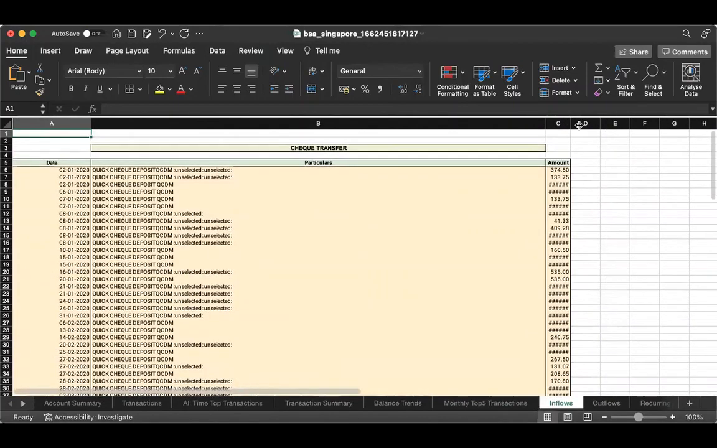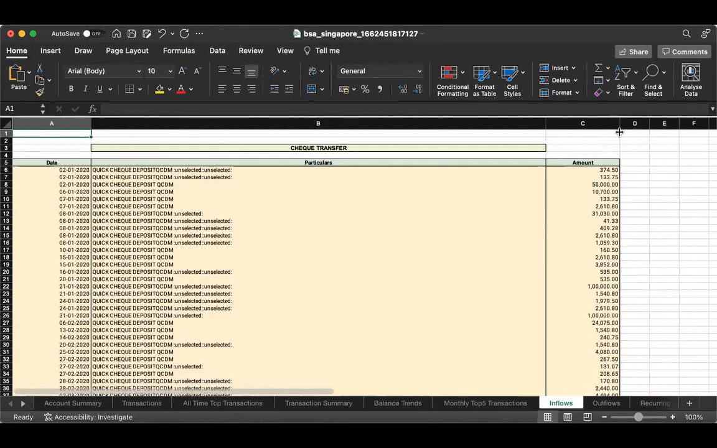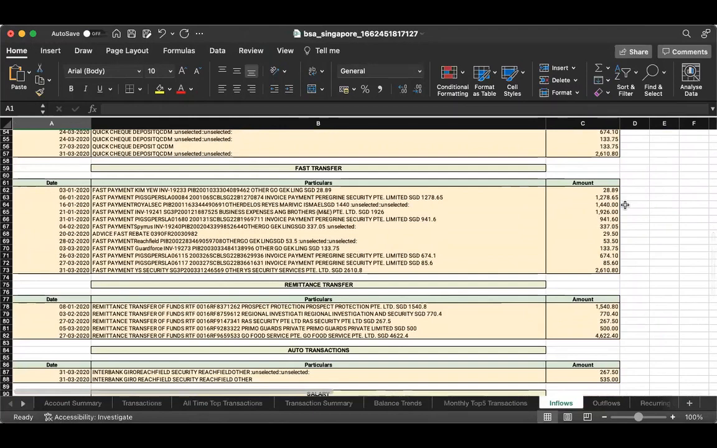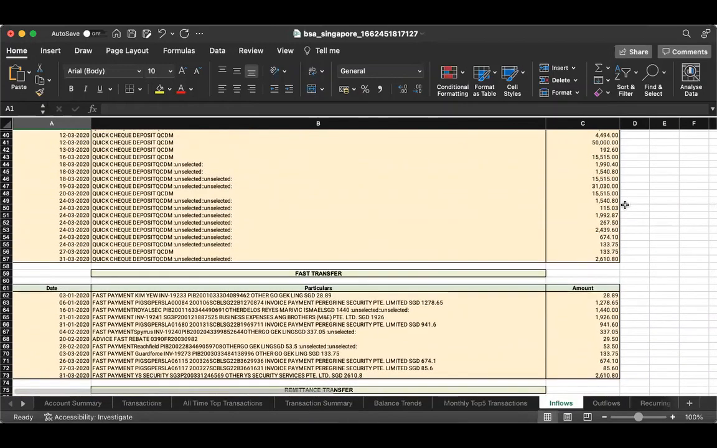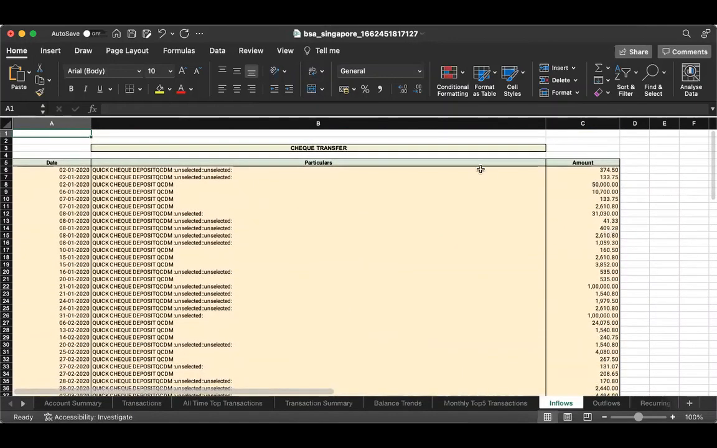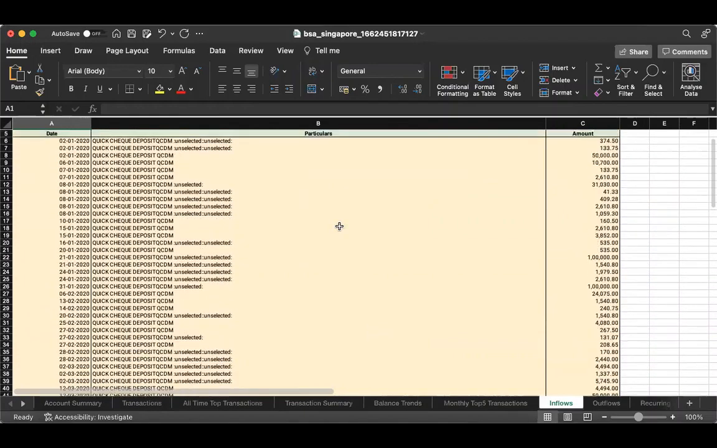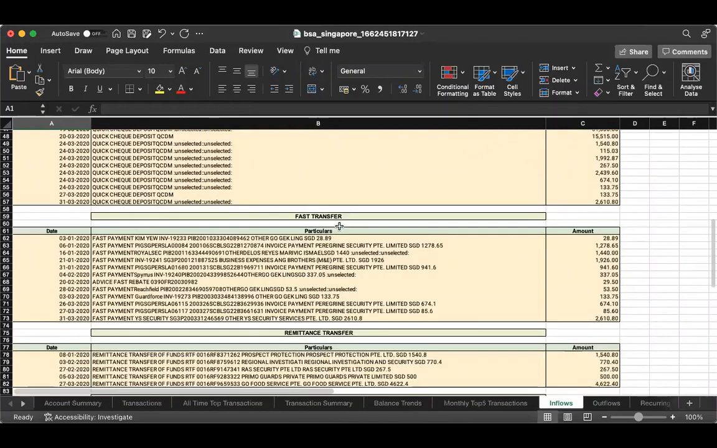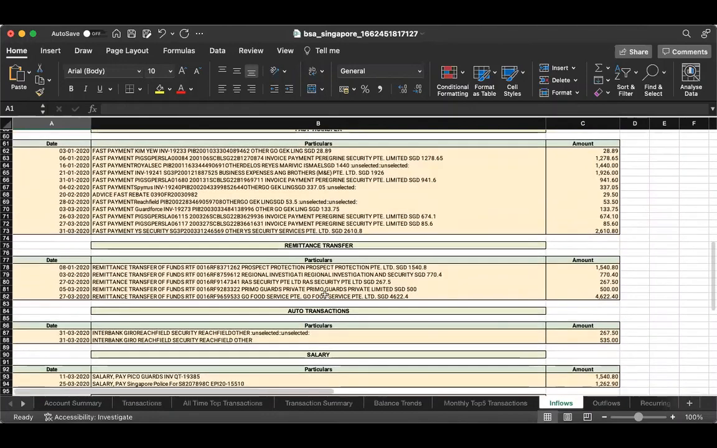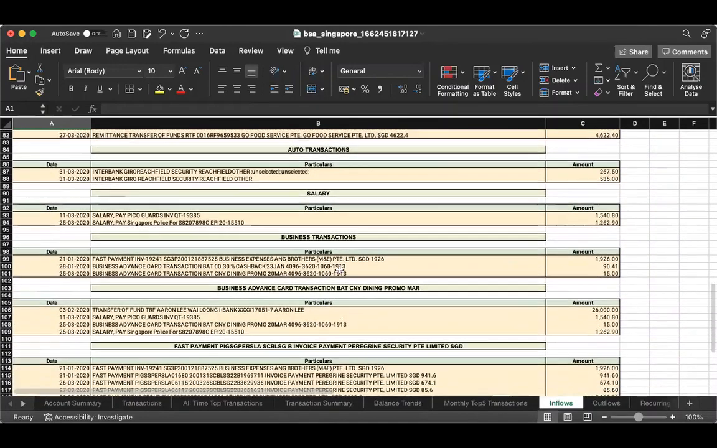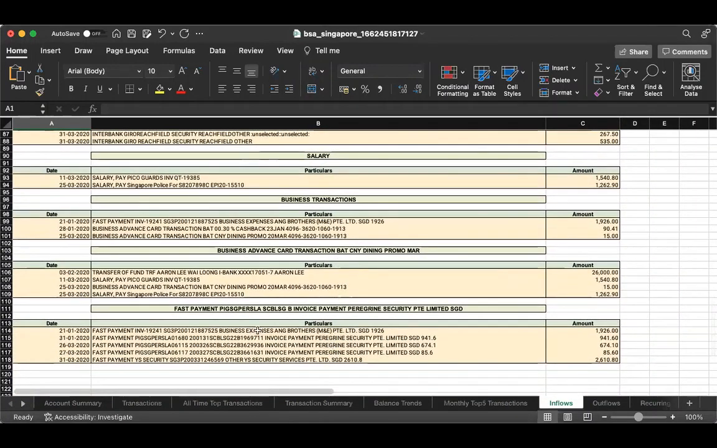Specifically, and more interesting, would be the inflows and outflows section here, where we have the categories of transactions grouped together based on their similarity. Inflows is basically all the credit transactions, which are grouped according to the similarity of their particulars. It is also grouped based on the type of category. So this is the whole group of check transfer transactions. Apart from that, we have the fast transfer or remittance transfer or salary transactions and so on. We also have business transactions and all the transactions which are similar. Here you can see there's an invoice payment for a particular company, which was all grouped together in the inflows as well.